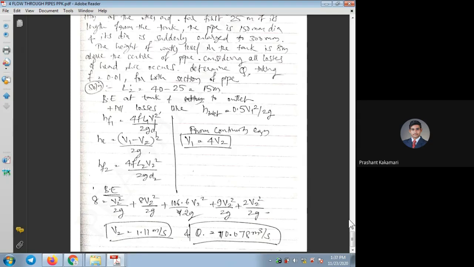So from the continuity equation, as I told, V1 can be written as A2 into V2 divided by A1, taking it on one side. I can take pi by 4 D2 square into V2 divided by pi by 4 D1 square. So considering that pi by 4 D square, V1 we can write as 4 times V2, what is mentioned on the right hand side in this solution. Next, taking this value in the Darcy-Weisbach equation.